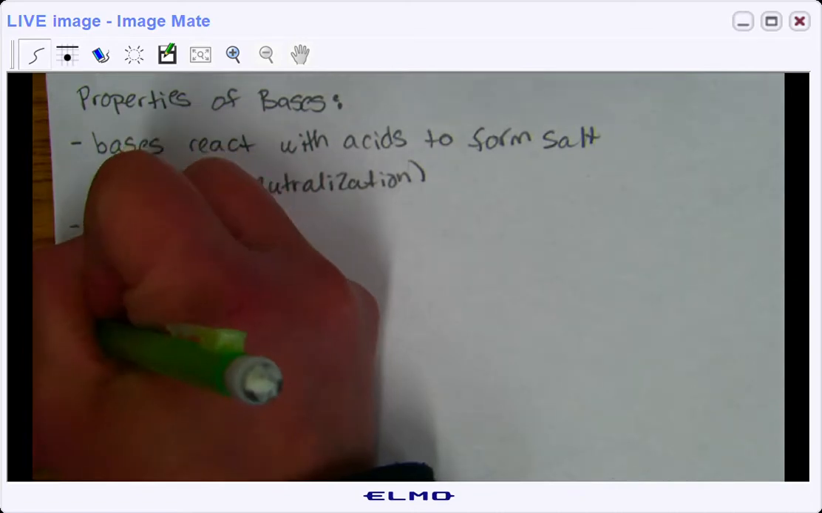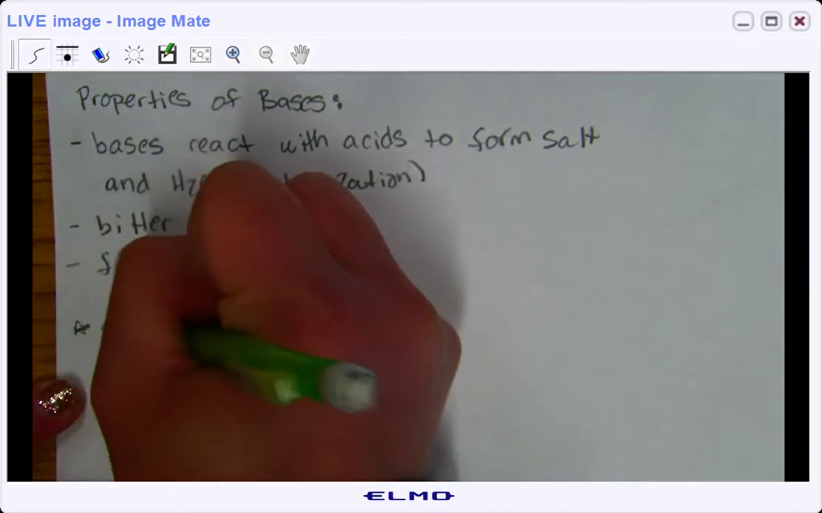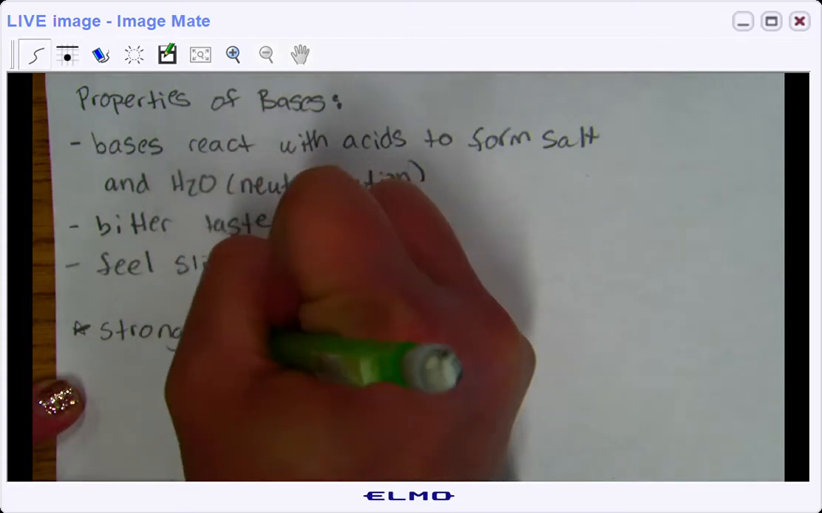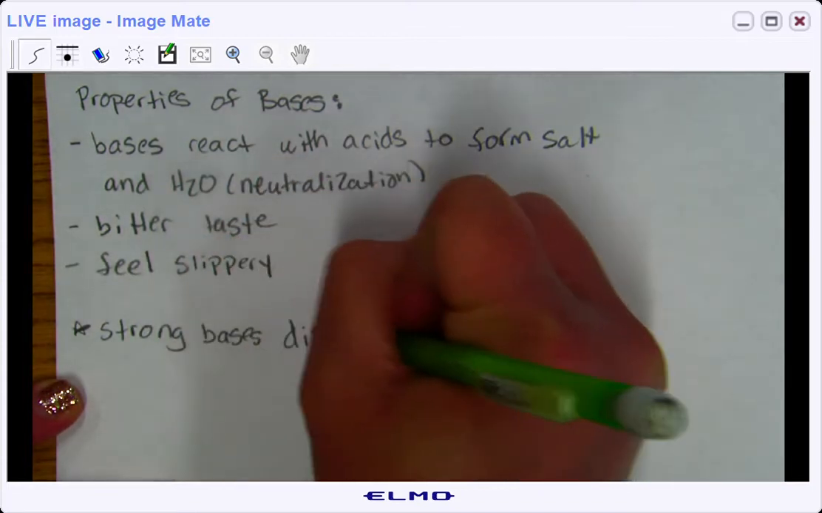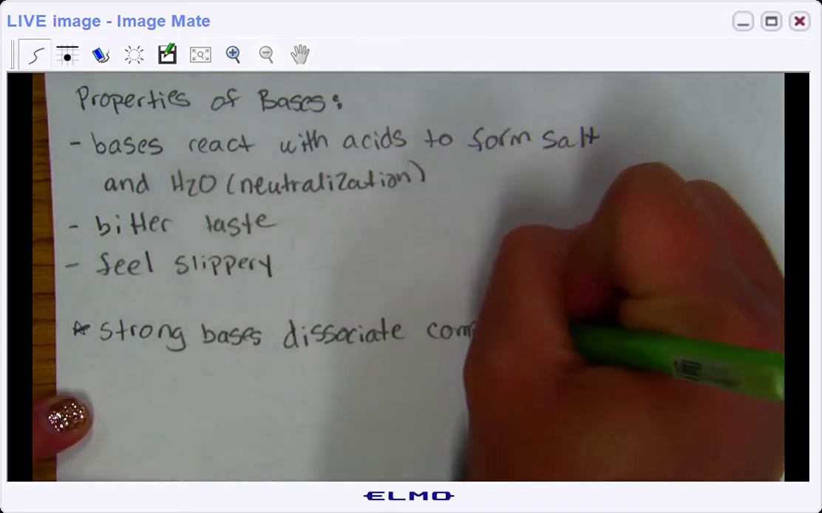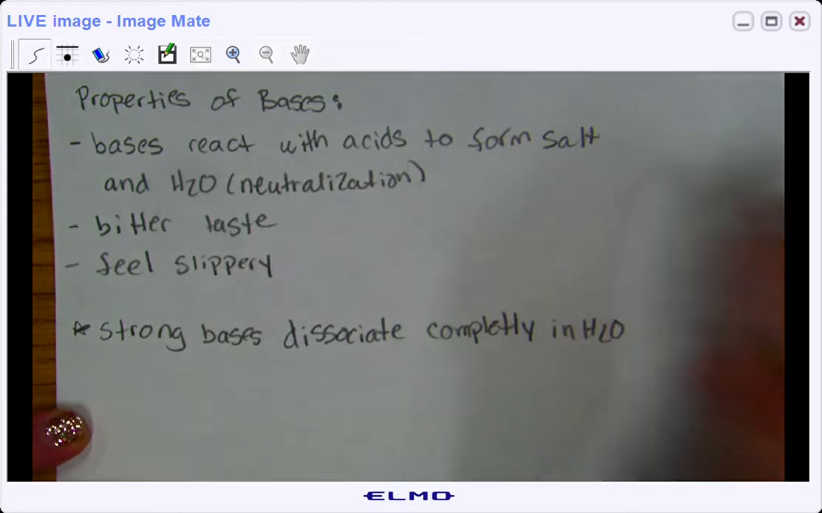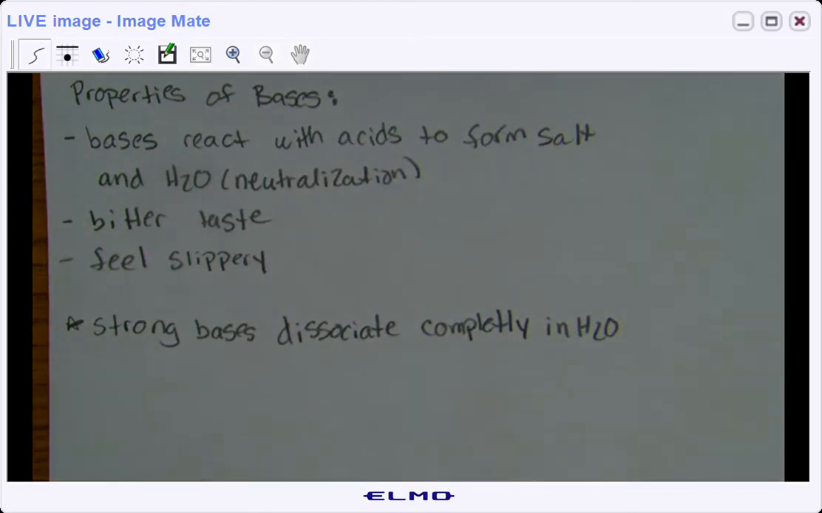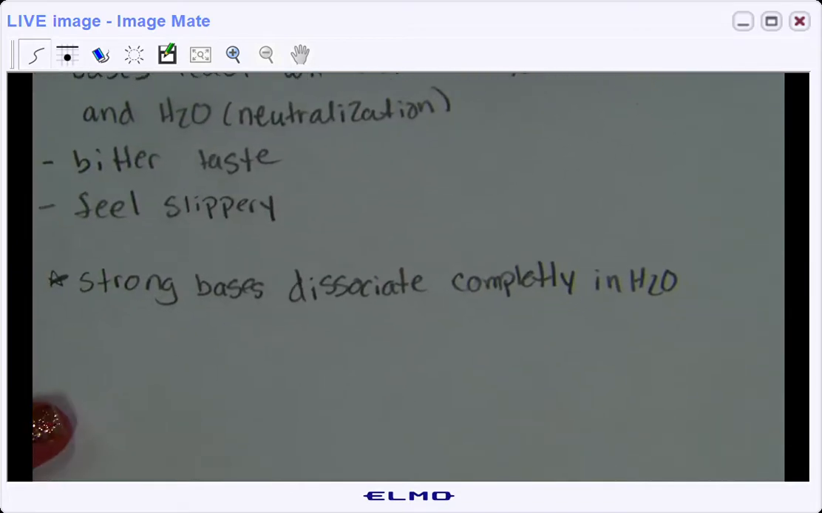Now, bases are made of hydroxide ions, so they are ionic. So strong bases are going to dissociate. Remember, ionic compounds dissociate completely in water. And some examples of strong bases. These are the strong bases that you need to know.